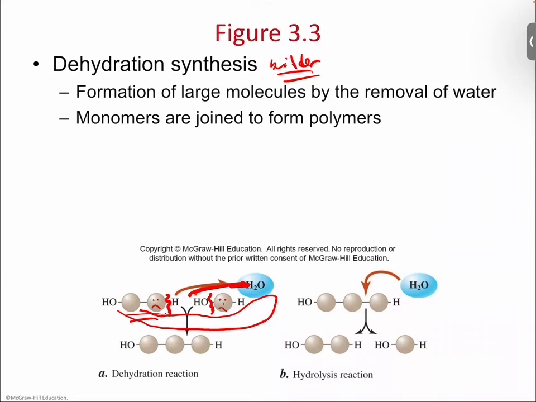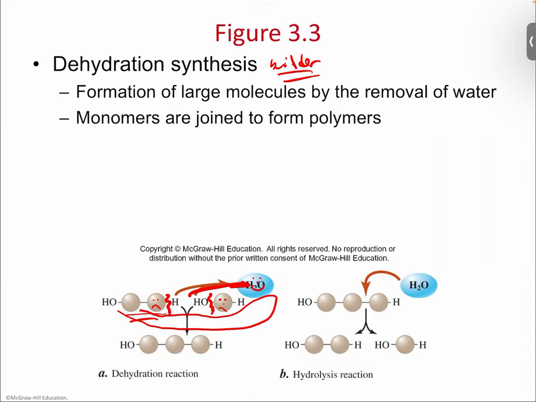So now these guys are happy because they've been reestablished in terms of their octet coverage, right? They've complemented each other. But guess what? Your monomer's still unhappy, isn't it? Your polymer's still unhappy, isn't it?